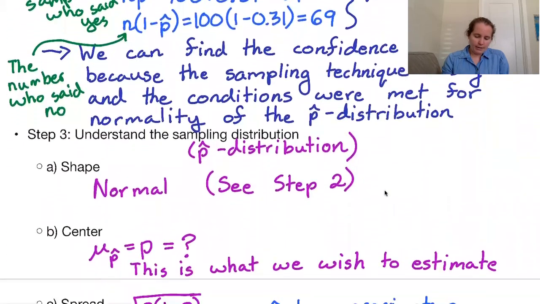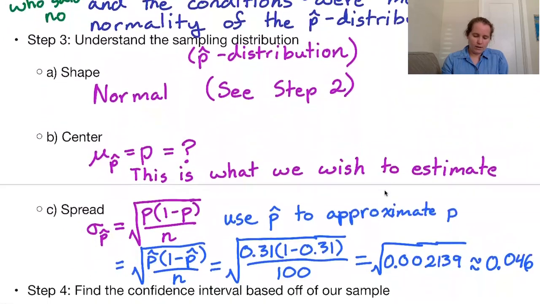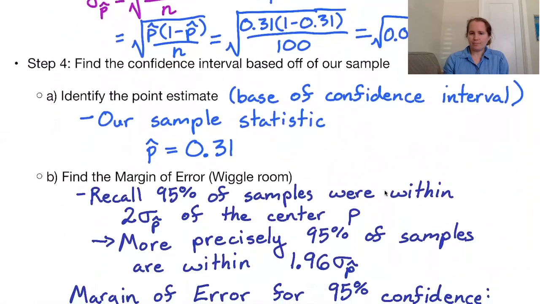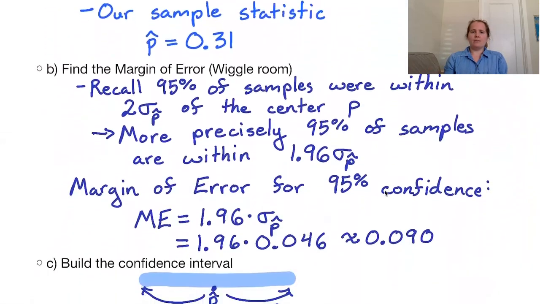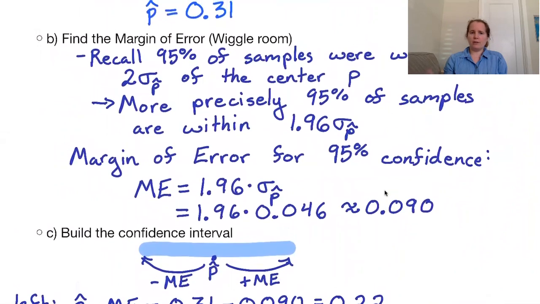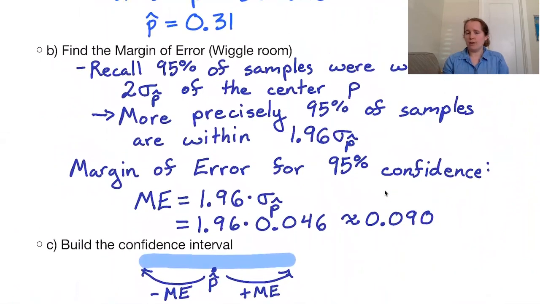Other than that, when we are doing these problems in the future, you don't need to write these two initial statements I've made in the margin of error thing. Really, you just jump to the margin of error. For 95% confidence, we use 1.96.